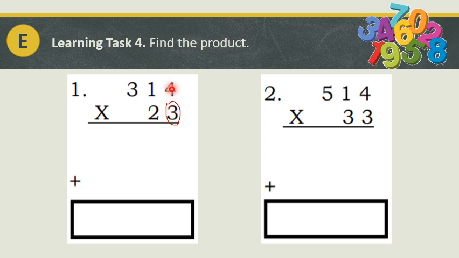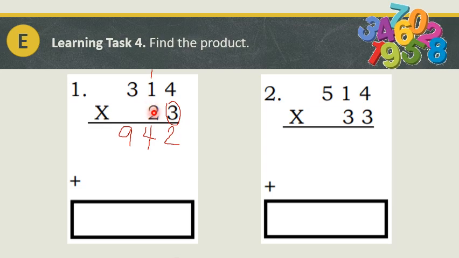So, starting from the right. 3 times 4 is 12. So, 2, carry 1. Then, 3 times 1 is 3, plus 1 is 4. And then, 3 times 3 is 9. So, tapos na tayo dun sa ones digit natin na multiplier.